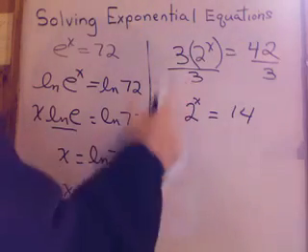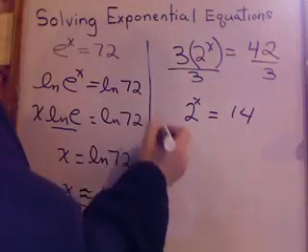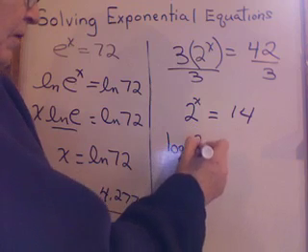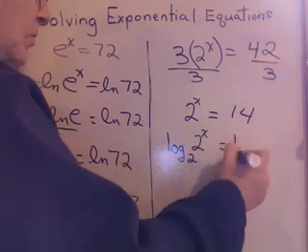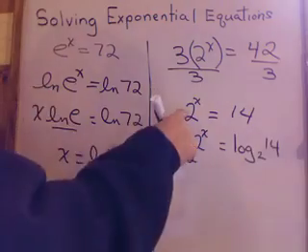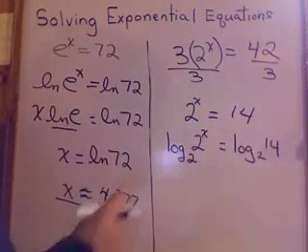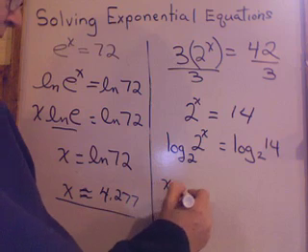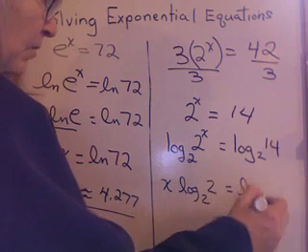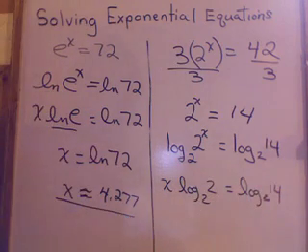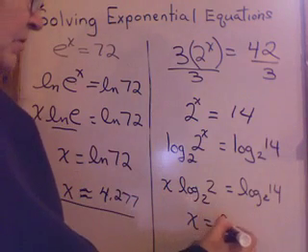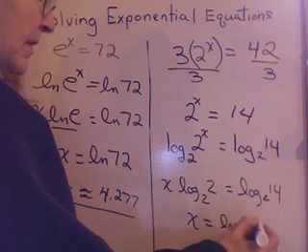This is an exponent, and the base of this exponent is 2, so I'm going to use log base 2 to solve this problem. So I could do log base 2 of 2 to the x equals log base 2 of 14. I chose 2 because of that base. What can I do with the x? Put it out in front. x log base 2 of 2 is log base 2 of 14. Do you know what to do next? That's 1. So x equals log base 2 of 14.